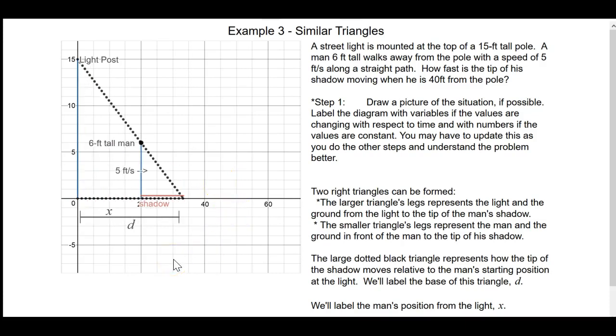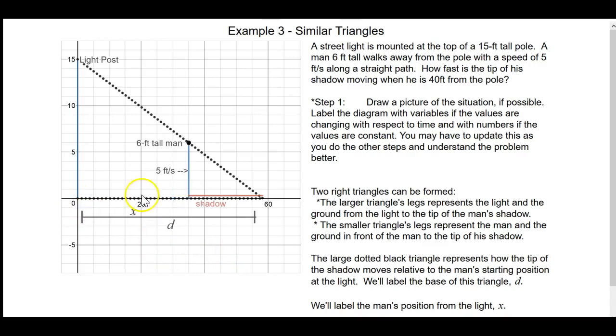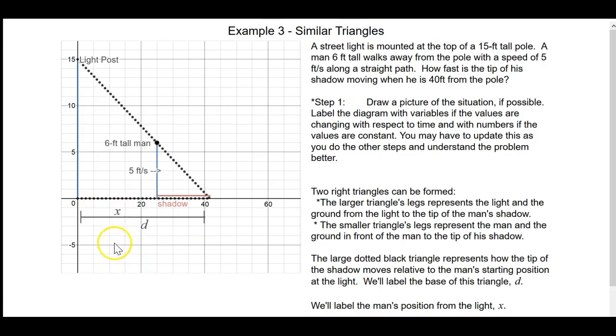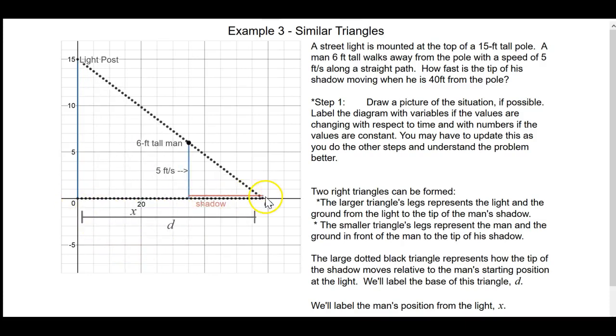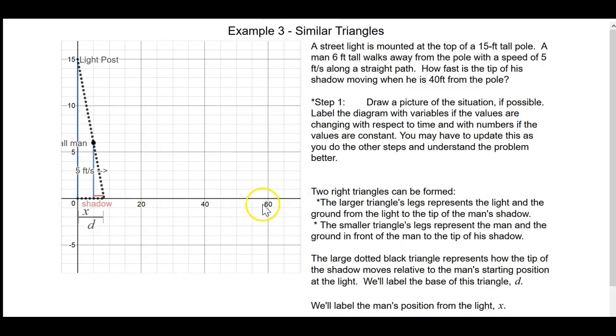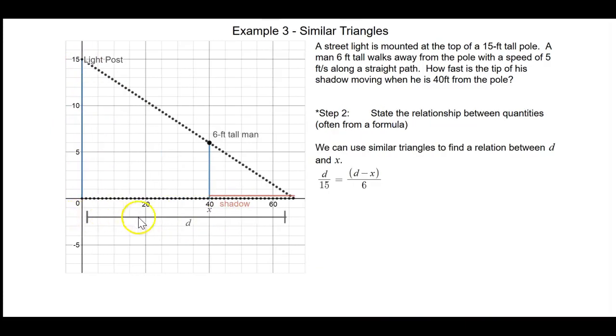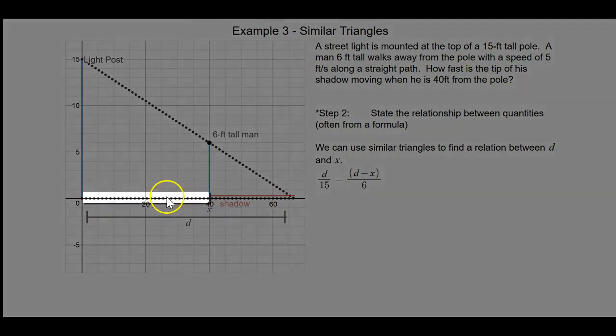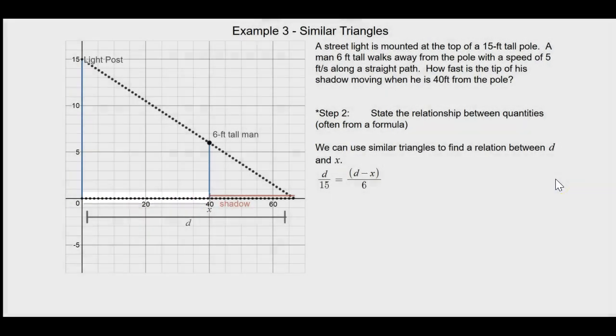I've labeled the man's position from the light as the distance x, and the distance of the tip of the shadow from the light as d. So here is the distance d that the tip of the shadow is from the light pole, and here's the distance x that the man is from the light pole. We can use similar triangles to find a relationship between d and x.